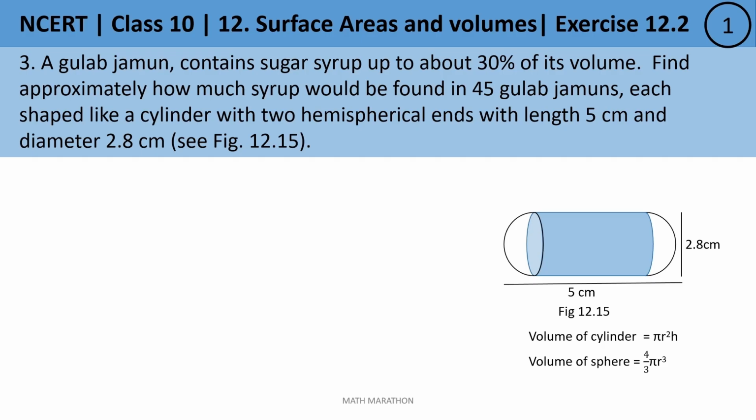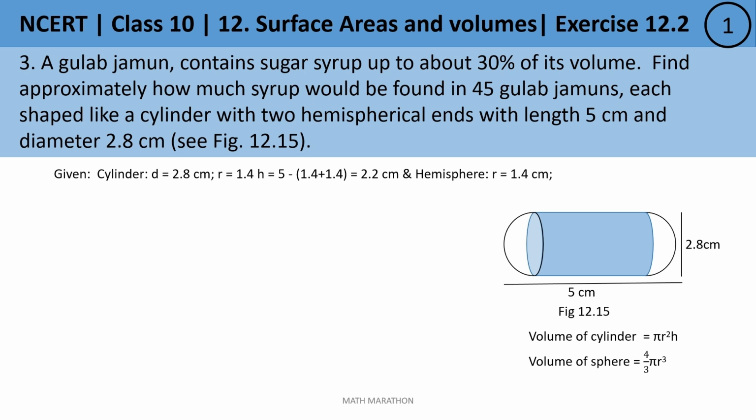A gulab jamun contains sugar syrup up to about 30% of its volume. Find approximately how much syrup would be found in 45 gulab jamuns, each shaped like a cylinder with two hemispherical ends with length 5 cm and diameter 2.8 cm. See picture. We have the following information. Consider cylinder. Diameter D is 2.8 cm. Radius R is diameter by 2, which is 2.8 by 2. Radius R is 1.4 cm.